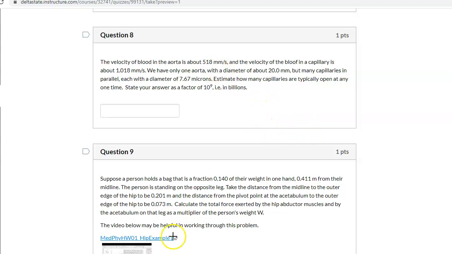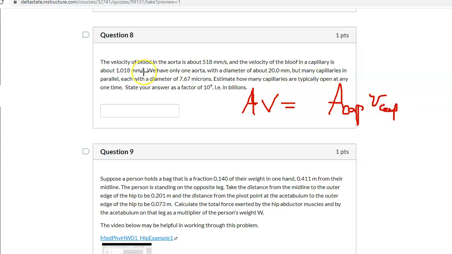And what's the flow rate? The flow rate is just going to be the area at the aorta, right, times the velocity of the aorta. So this, at the aorta, is going to have to equal the flow rate at the capillaries. So for any capillary, it's the area of a single capillary times the velocity of a single capillary. We've got all of that.